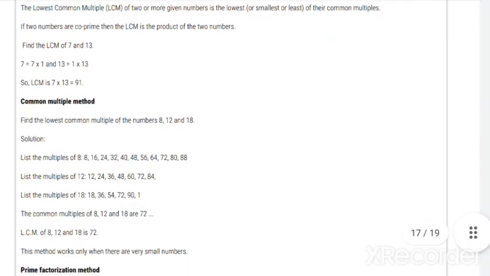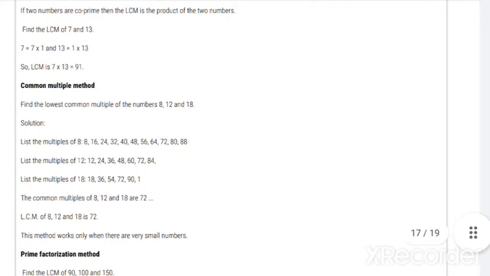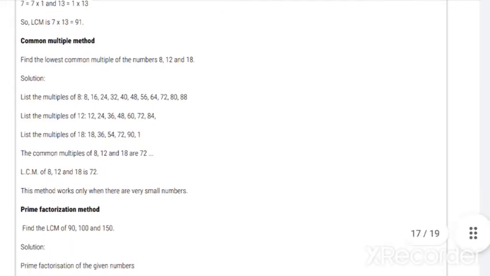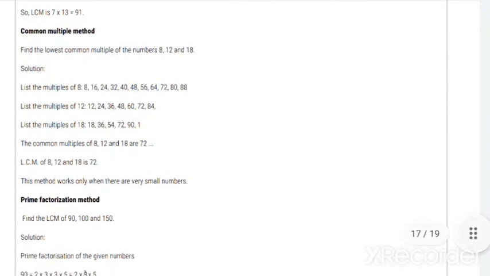Now children, next method is common multiple method. So children, very simple method. First find the multiples of the given numbers separately. Like here example, find the least common multiple of the numbers 8, 12 and 18. So find the multiples of 8, 12 and 18 separately. Very simple children. Next step, find the common multiples of 8, 12 and 18, or if you see carefully on the screen, that is 72.